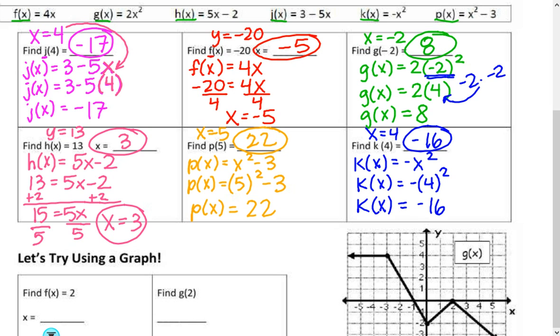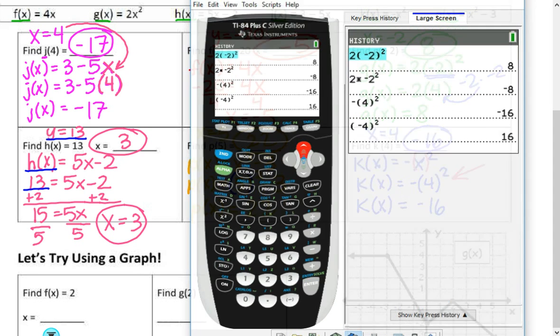Alright, on this one, h of x equals 13, so they gave me a y value. I plugged 13 in for my y value, and I solved for its x value. On this one, they gave me another x value. I wrote down my p of x function, and again, using those parentheses, I replaced my variable, my x, with the number, and then I solved for y, or p of x. Alright, last one right here. Again, it's very important that you are just replacing your variable using parentheses. Alright, so this is the correct way to write that, and the correct way to type it into your calculator.